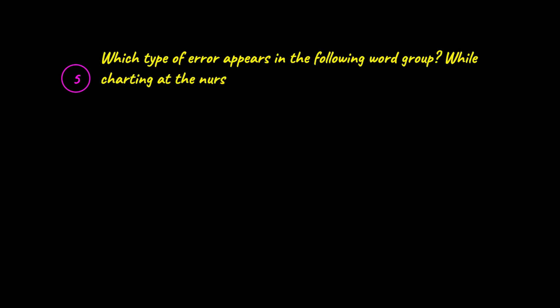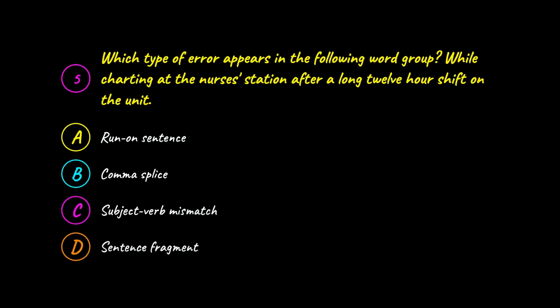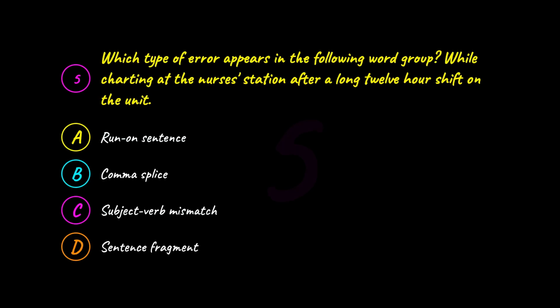Question 5. Which type of error appears in the following word group: "while charting at the nurse's station after a long 12-hour shift on the unit"? Your options are A, run-on sentence, B, comma splice, C, subject-verb mismatch, D, sentence fragment. Pick one. Trust your gut. Here's your chance to test yourself.